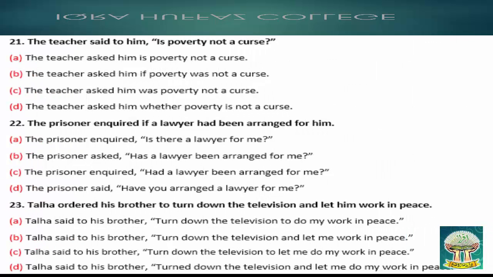Sentence number 21. The teacher said to him, is poverty not a curse? You have to choose the correct option out of these four A, B, C, D and write it down in your register. Sentence number 22. The prisoner inquired if a lawyer had been arranged for him. This is also indirect narration and you have to choose the correct direct narration for this sentence.